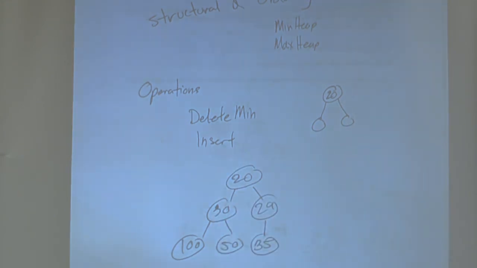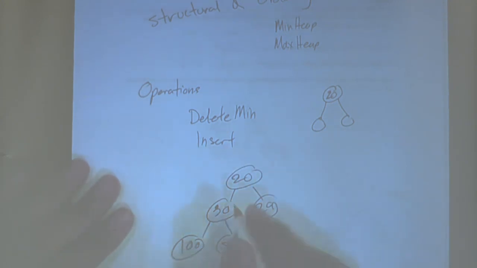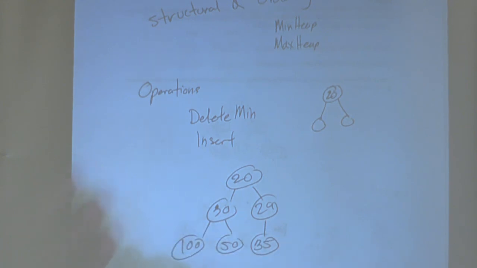Okay, so let's call delete min on this guy and see what happens. If we delete min, we take out the root and replace it with the leaf node. So if we call delete min, it's going to look like this on the first go around.